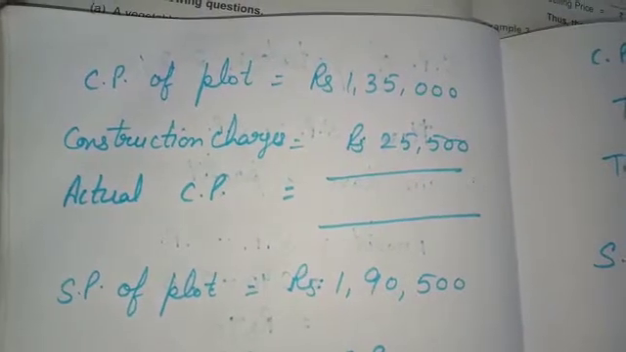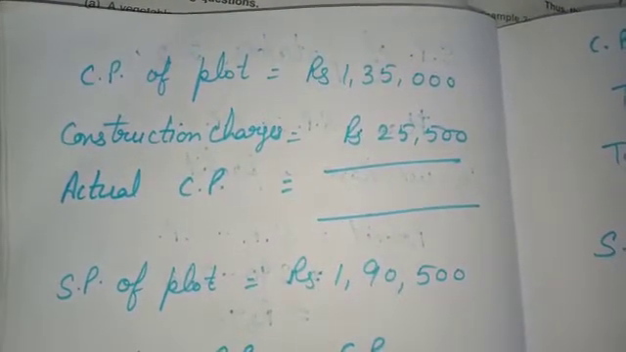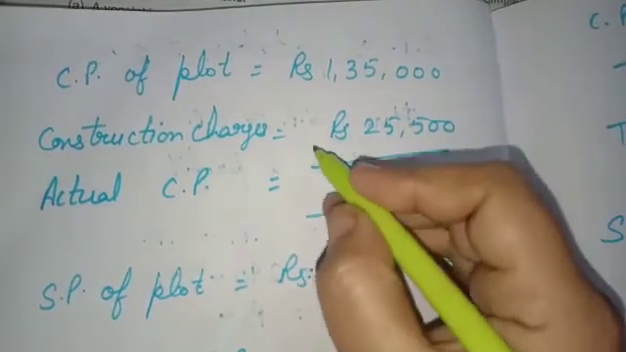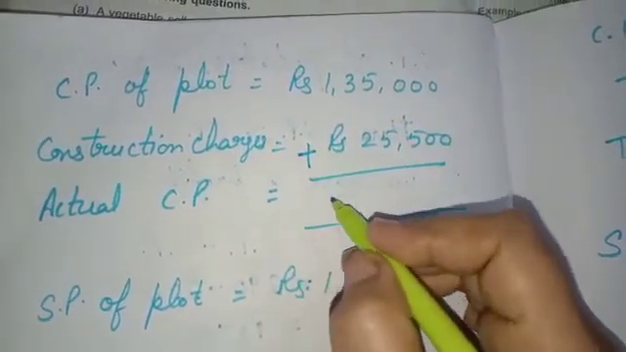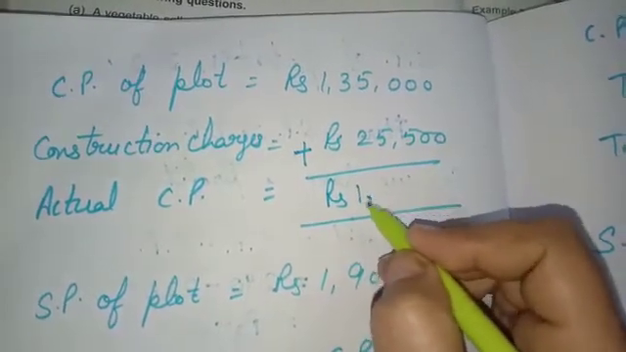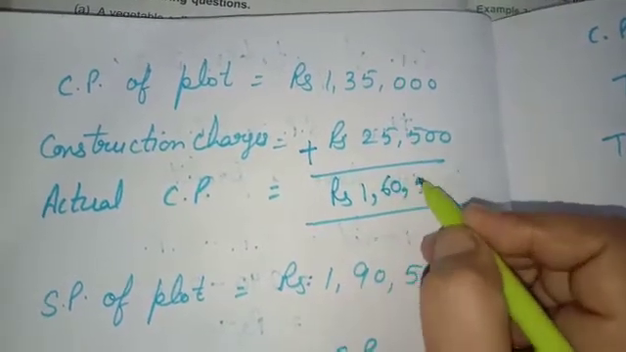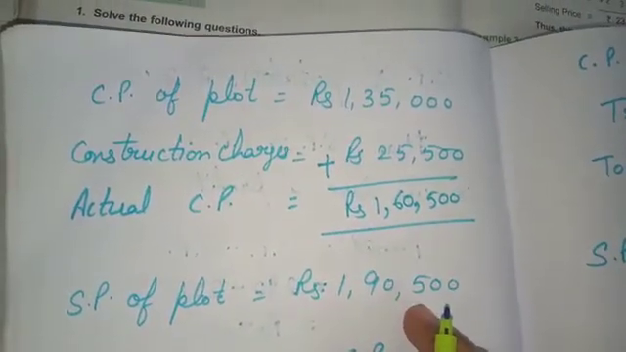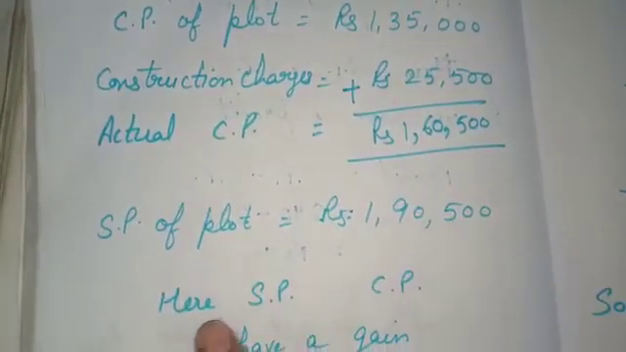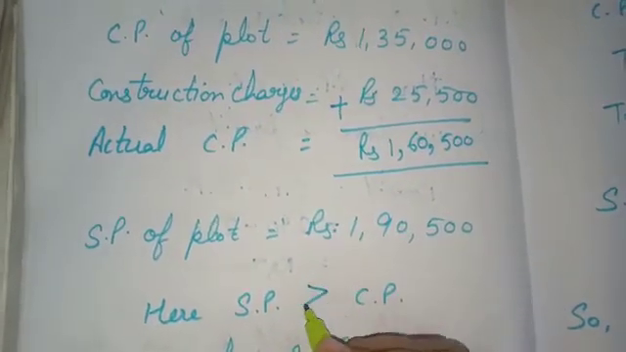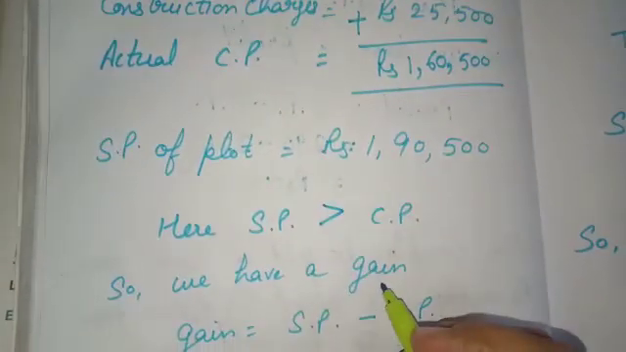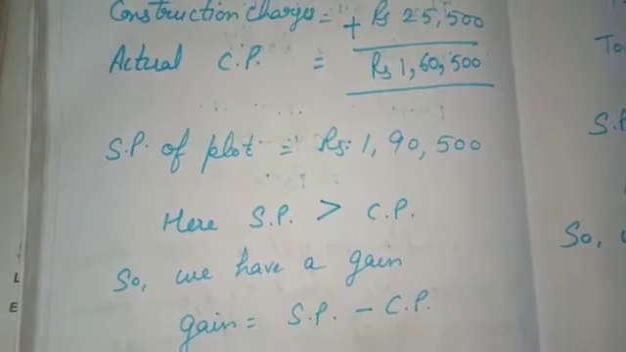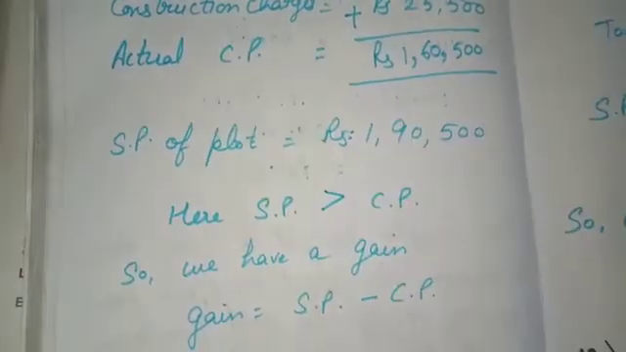Here cost price of plot is rupees 1,35,000. Construction charges is 25,500. Then to find the actual CP, we will add these two things to get the actual cost price, which is 1,60,500. Then sold the plot for rupees this. After this, what we have to do? We will compare. Here selling price is greater than cost price, so we have a gain, and the formula of gain is here. We can find it easily. Okay, you can calculate it on your own.